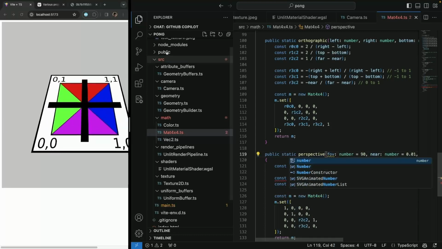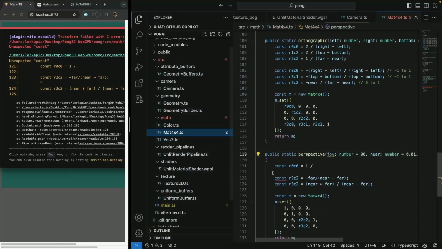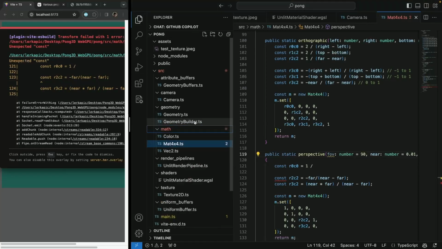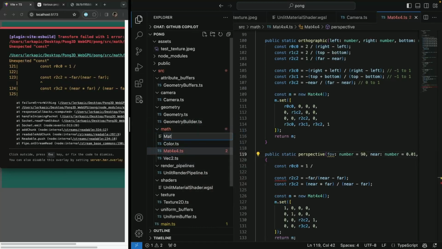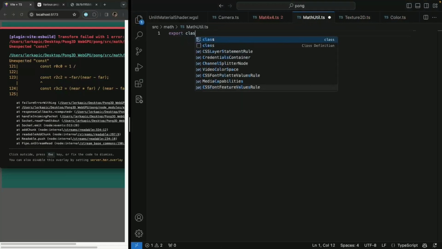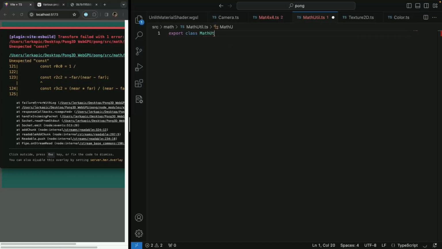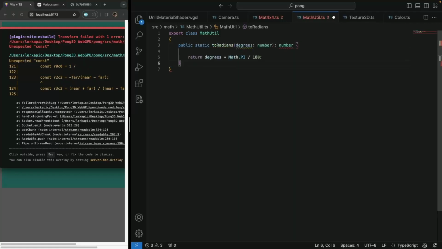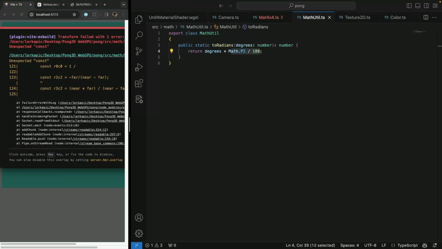But I forgot one thing, and that's it needs to be in radians. So let's quickly add some math-util class. And here I'm just going to have export class, and, sorry, public static function. So we're going to have degrees, and we're going to return degrees times Math.PI over 180, and that's going to give us our radians. Okay, sorry about that.